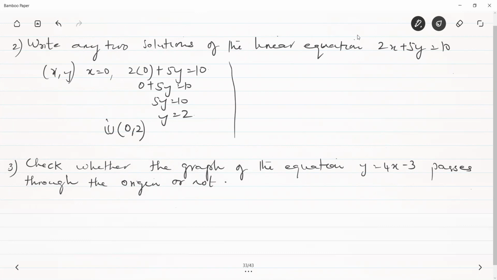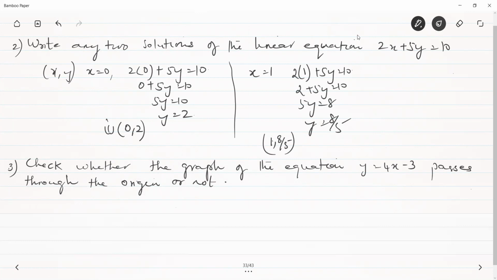Okay, let us find another solution. Let us take x is equal to 1. So 2 into 1 plus 5y is equal to 10. You will get 2 plus 5y is equal to 10, or 5y is equal to 8, y is equal to 8 by 5. So when the value of x is 1, y is 8 by 5. So this is another coordinate, and these are the two solutions.